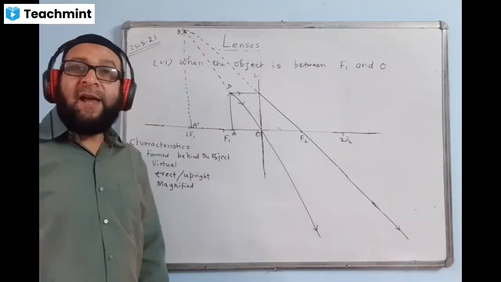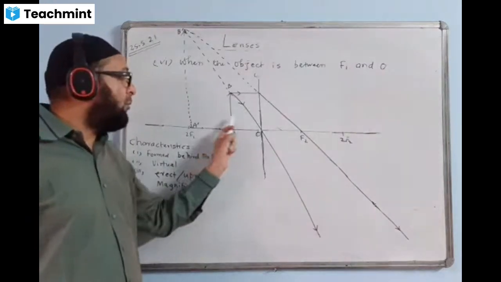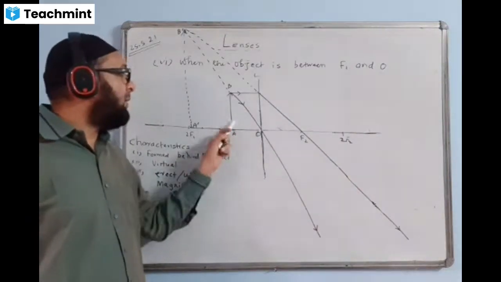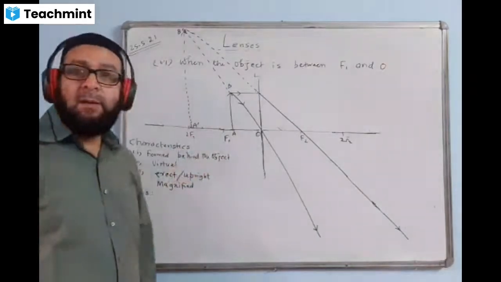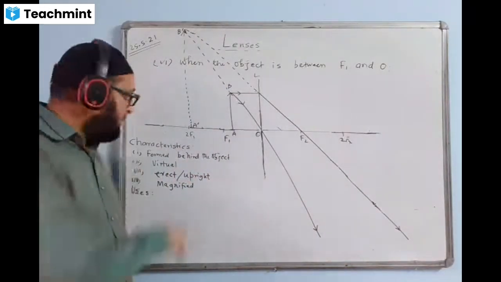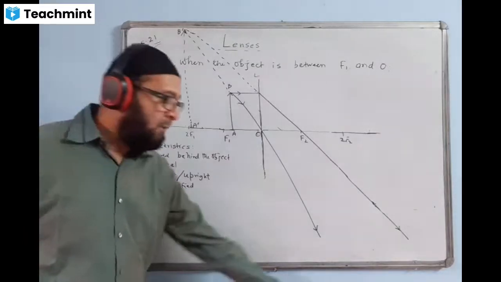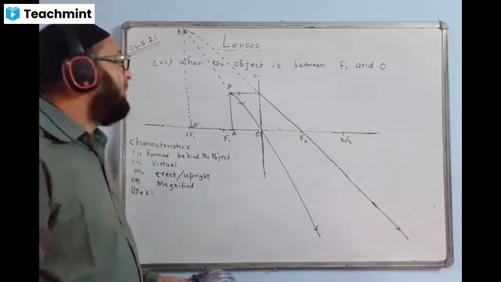And in 5 cases, the image is real. Only the last case, when the object is very close to the lens, that is between F1 and O, the image is virtual, with all these characteristics. Hope you understood it.